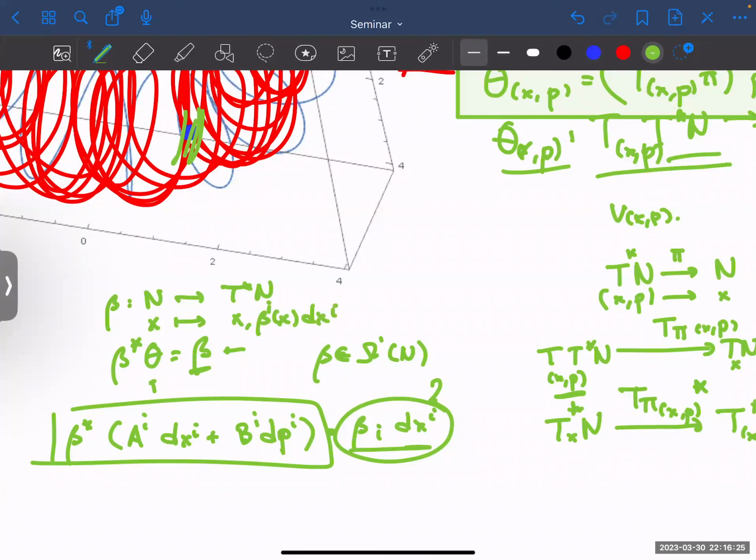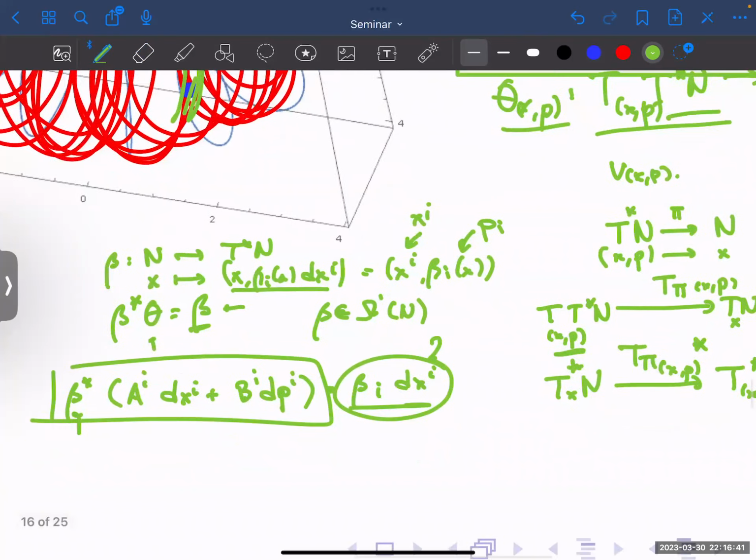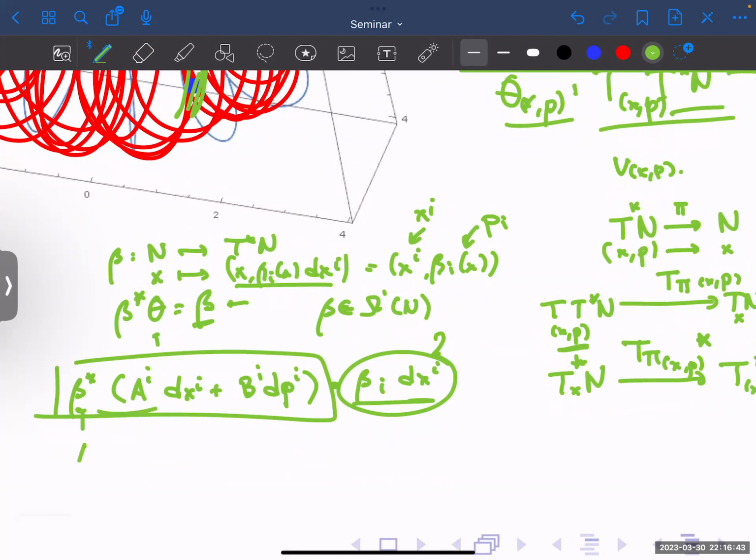You can write it, yes, beta. So in coordinates, this can be written as the coordinates and these coordinates. This is how it goes. Well, this is the p_i and these are the coordinates. So when you pick up the pullback in here, what you will get is a function and things of this sort, and you will have this b_i of this thing. But you notice that this must be beta_i dx^i.